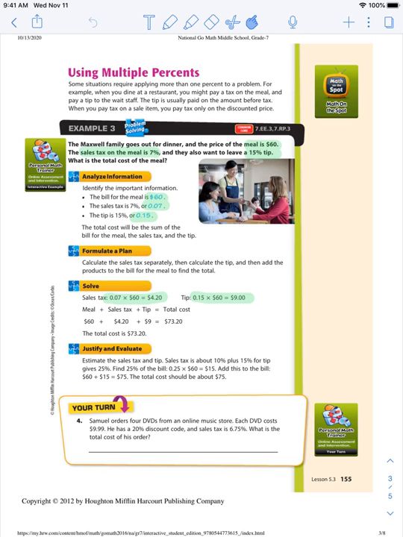And then we add all three together. So 60 plus 4.20 plus 9 is going to end up being $73.20. So the total cost is $73.20.